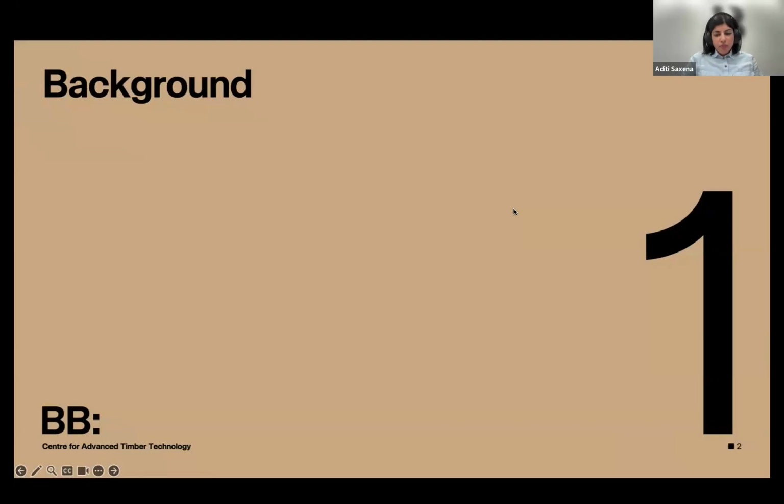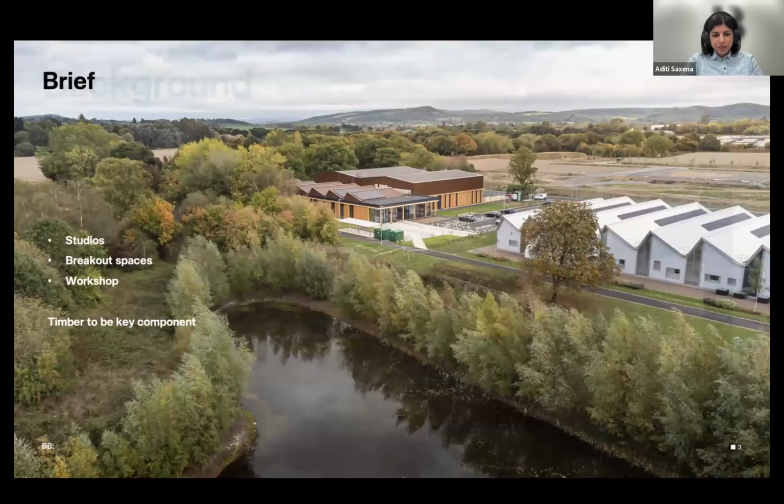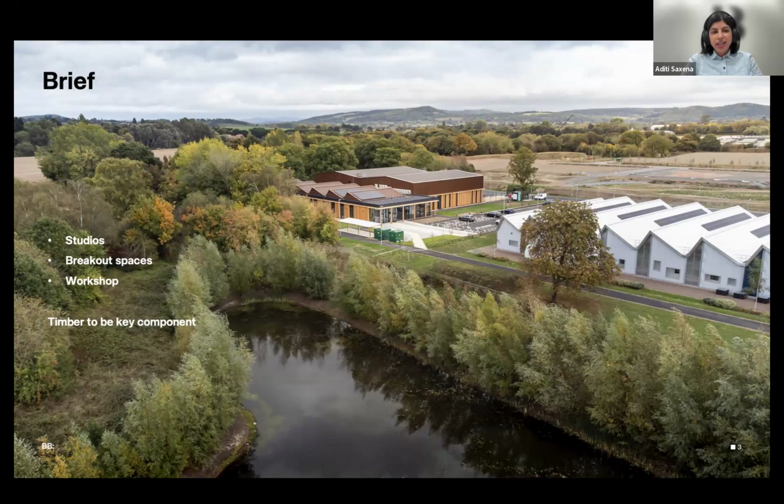So just touching on the background a little bit. From the outset, the brief set out for the building to provide essentially 3 types of spaces. So it was to accommodate studios, which are classroom type but flexible teaching spaces, breakout spaces for informal learning, and then a workshop, which is a factory type space for making.